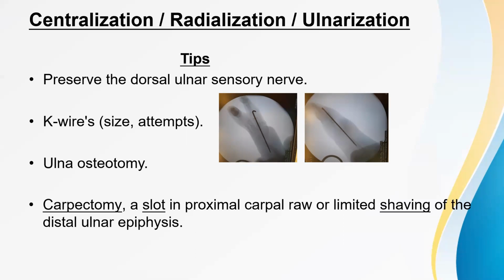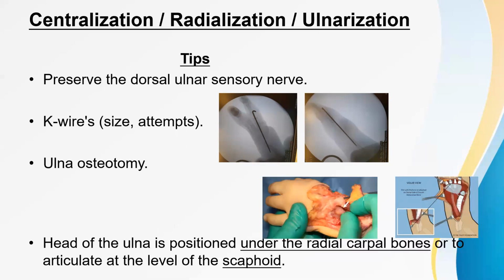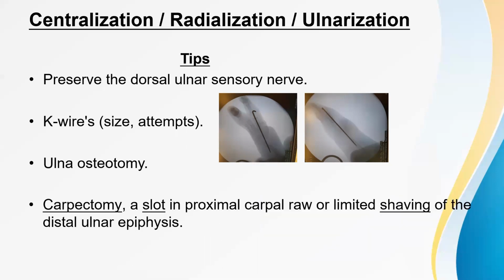If the ulna is not accepting the K-wire, we can go for osteotomy. And the osteotomy site is usually where the wire is exiting from the ulnar curvature. And this is the maximum curve of the deformity, if needed. Some people do the ulnar osteotomy routinely with every procedure to maintain their correction.